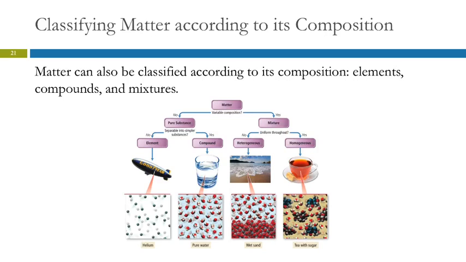We can also look at it according to its composition. And this is an overview. Here's matter. Is the composition variable? If no, then that's a pure substance. And under pure substances, can we separate it into simpler substances? No, that's an element. Yes, we have a compound. If the composition is variable, that means we have a mixture. Is the mixture uniform? If no, it's heterogeneous. If yes, it's homogeneous. So we'll talk about all of those.